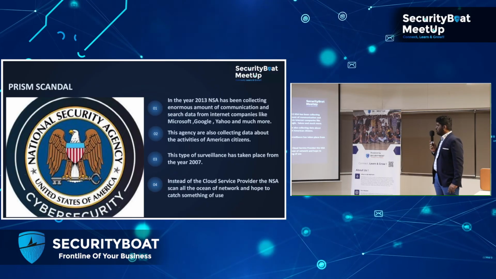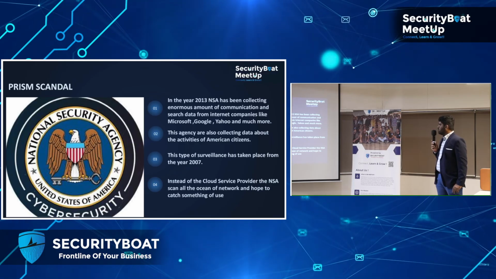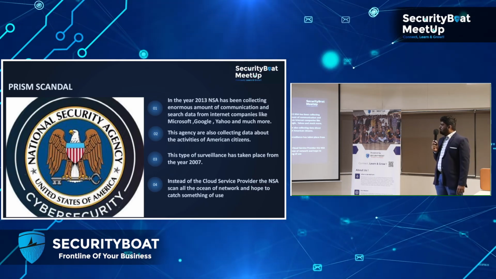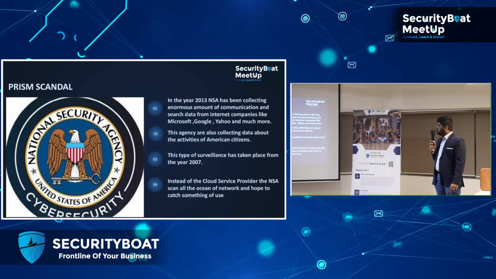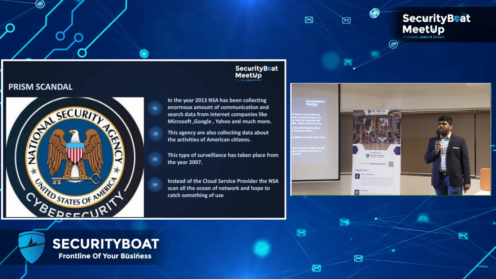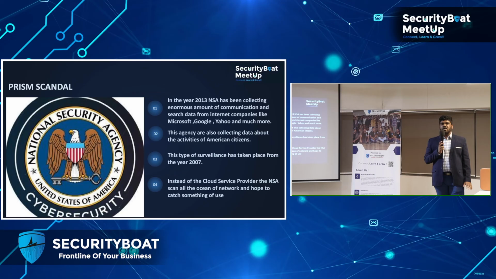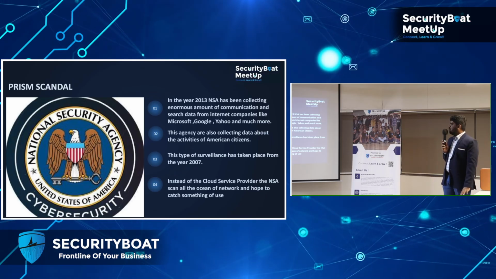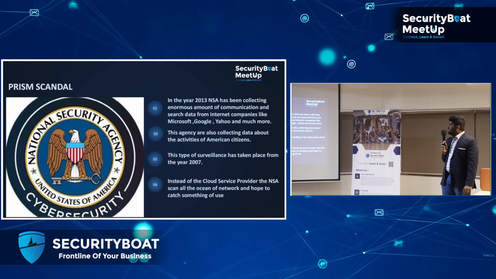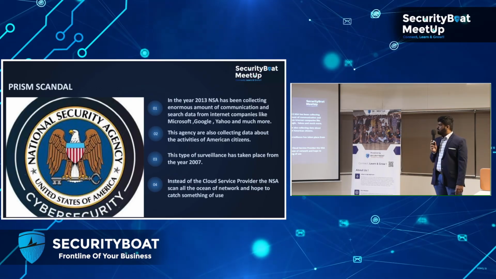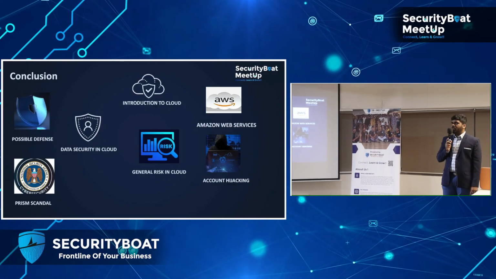Instead of going to the cloud service provider, the NSA scanned the whole ocean of network and hoped to catch something of use. Instead of catching the cloud service provider in order to collect the data, what has the National Security Agency been doing? As I said earlier, the cloud is just a combination of networks. They are scanning all the oceans of network, hoping to catch something that can be helpful for the agency.